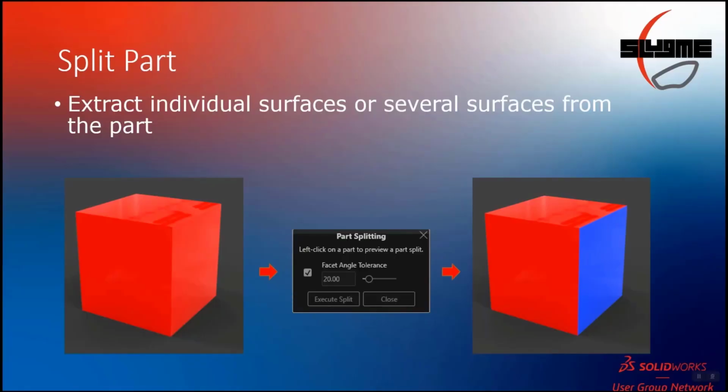Generally, when we drag an appearance onto the single entity of the object, the whole object is applied with the selected appearance. But sometimes we require a specific face of the object to be applied with a different appearance. It is quite possible with the split part option, where we can extract individual surfaces or several surfaces from the part by our selection and with the facet angle tolerances.